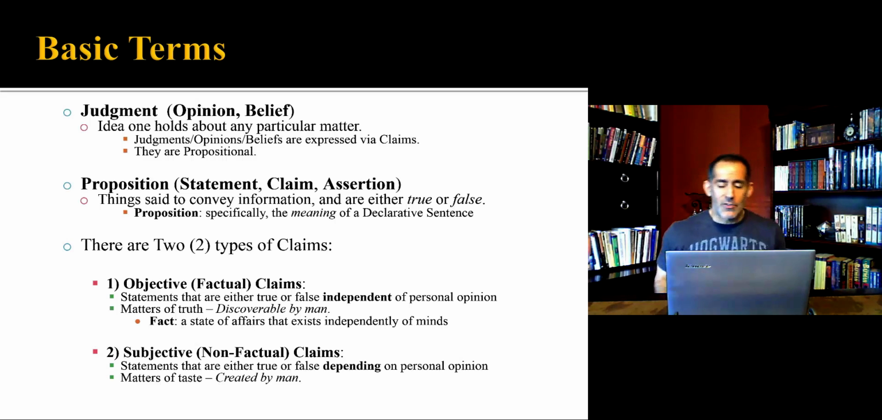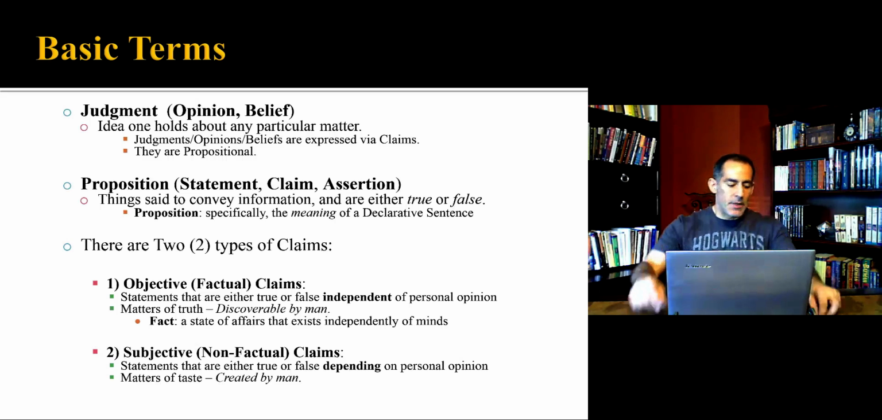So an objective claim is a statement that's either true or false, that's independent of your personal views. Something that is true or false that has nothing to do with you. So when I say I believe that the earth revolves around the sun, that's an objective claim or opinion about the situation in reality. I have nothing to do with how the earth revolves, where it goes. That is an objective, factual claim.